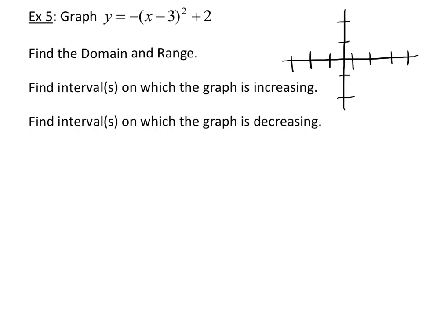All right, now I need to graph this. This is also a quadratic because of this squared, so I know that the shape is going to be a U. And again, I'm looking for the same information that I've seen before. There's a negative out front, which means my U is going to open down like this. Minus 3 means I'm going to go right 3, plus 2 means up 2. So I can now graph this. I go right 3, up 2, and the graph is going to go down. Like that.